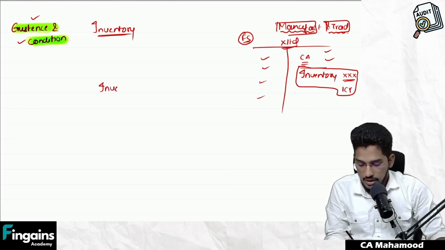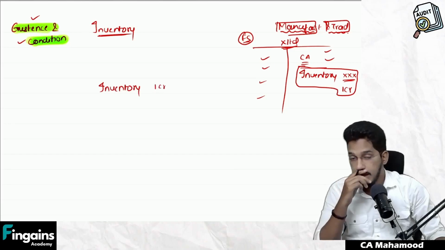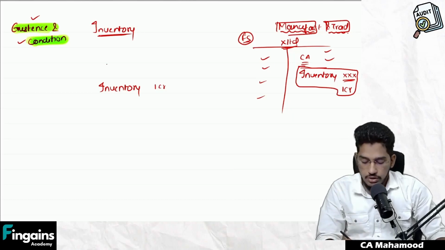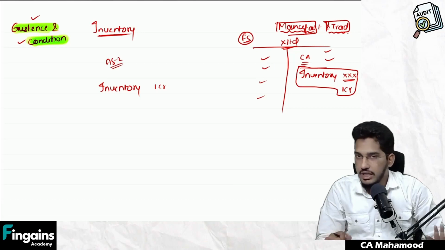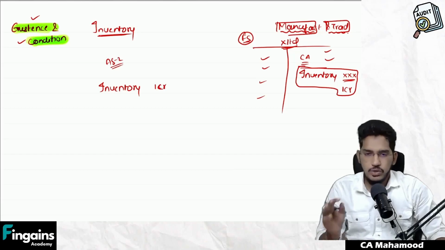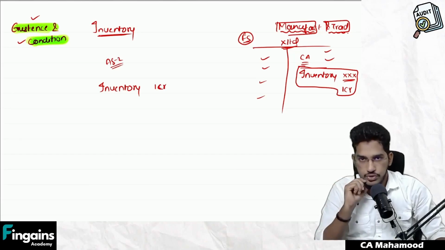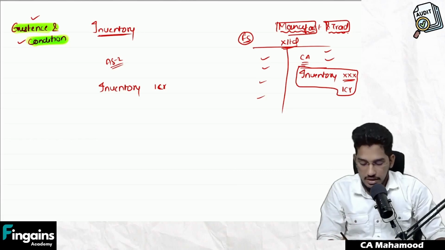Assume that inventory, in our example, was shown as 1 crore rupees. As we all know, what does AS 2 say about how to value inventory, how this inventory value would have been derived? So we all know the principles of AS 2. AS 2 says that stock has to be valued at cost or NRV, whichever is lower. Assume that this 1 crore was arrived at by doing some calculation. There will be some background calculation of how they arrived at this 1 crore rupees of value. I will give you that background calculation also.